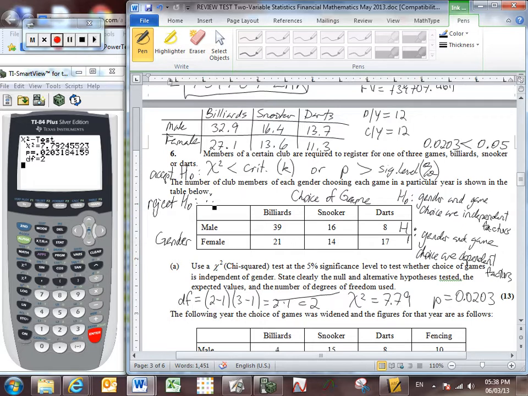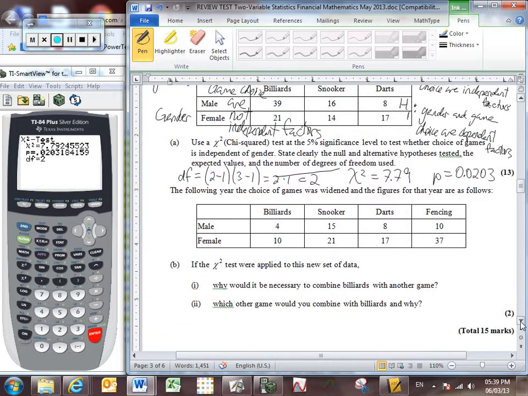Therefore, gender and choice of game are not independent factors. Okay, and we have to see why. I mean, we have to understand that what you're realizing is that p is less than 5% in this situation. That's your type of chi-squared test, because we couldn't do this one without the critical value. We had to use the other type of chi-squared comparison.